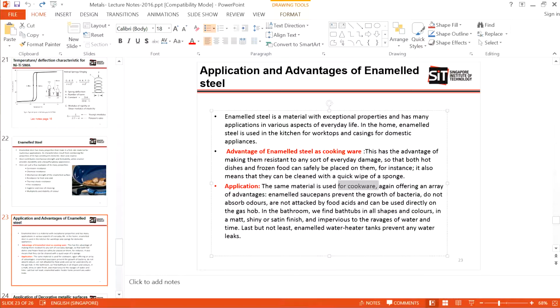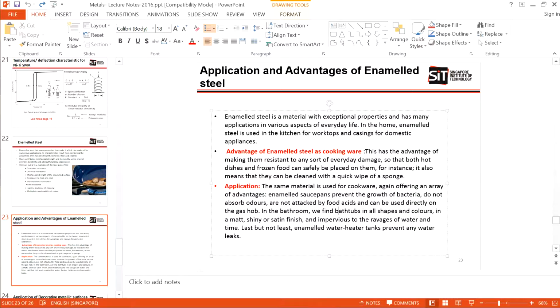Alright, cookware, again offering an array of advantages to prevent growth of bacteria. So these are those few terms that you may want to take note of, like growth of bacteria, quick wipe of a sponge, both hot dishes and cold frozen food. Or you can also take in all these types of properties, absorb odors, because normally your food has fish or goat or whatever has its own odor, so it absorbs the odor itself, and it makes a very good cooking pot.